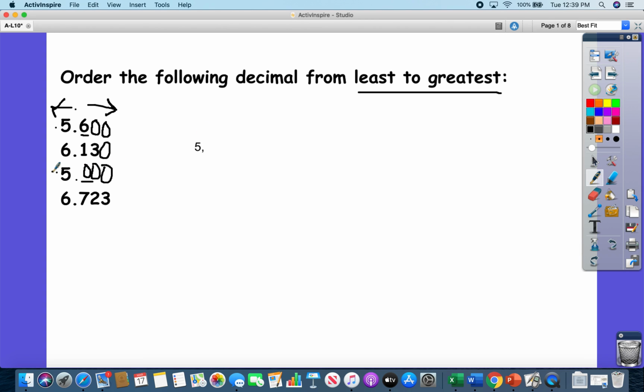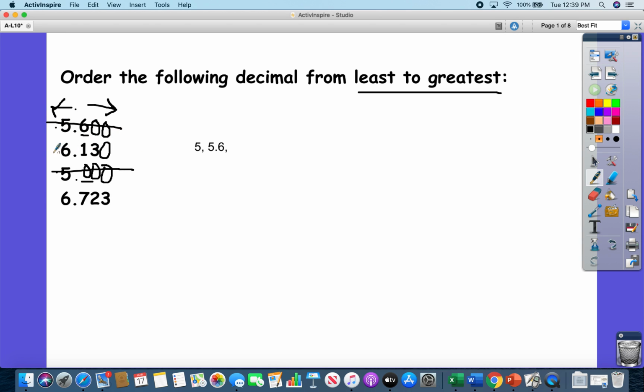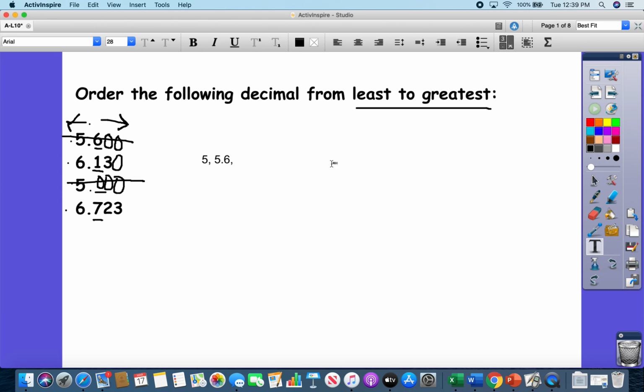And remember, I taught you, you can mark it out after you've used it. Okay, so then what's next? My other 5, right? I just automatically know because 5 is less than 6 that 5.6, 5 and 6/10, I wrote that in wrong, is going to be used next. Okay, now mark it off because I'm done with the 5s. Now let's look at the 6s. I always look to the decimal place to the right. The next ones are 6.1 and 6.7. 1 is smaller than 7, so 6.1 is going to be up next.